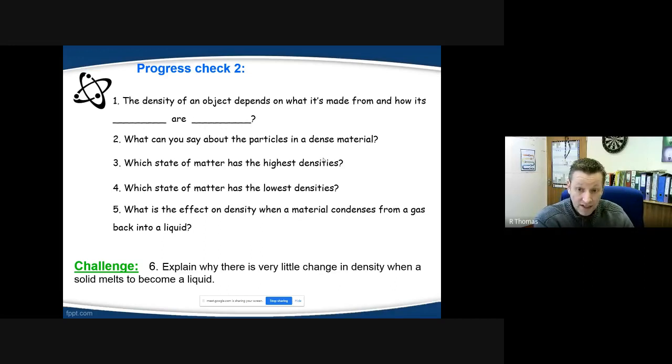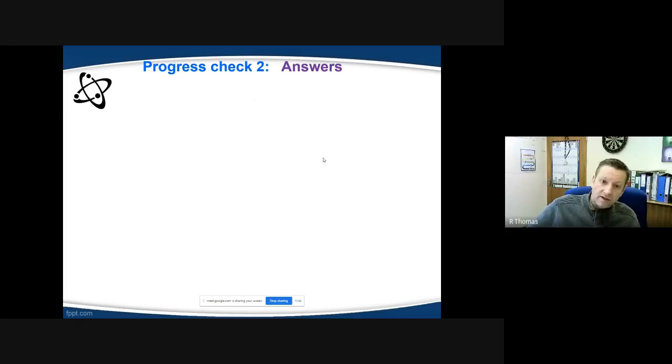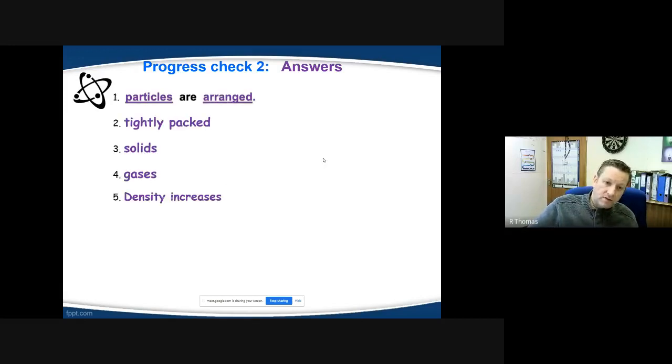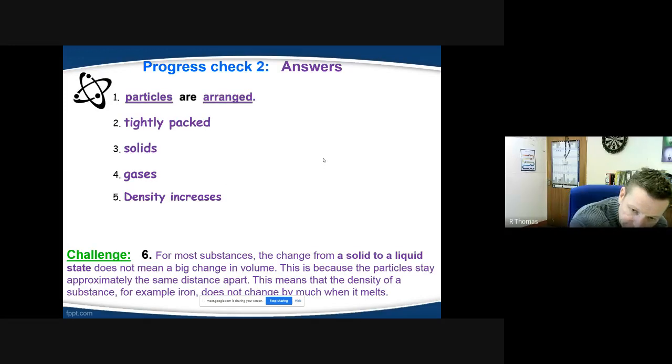The density will increase because the molecules become more tightly packed together. And then your challenge question: explain why there is very little change in density when a solid melts to become a liquid. So let me put the answers up and explain that last one. So there's the 5 answers we've gone through.